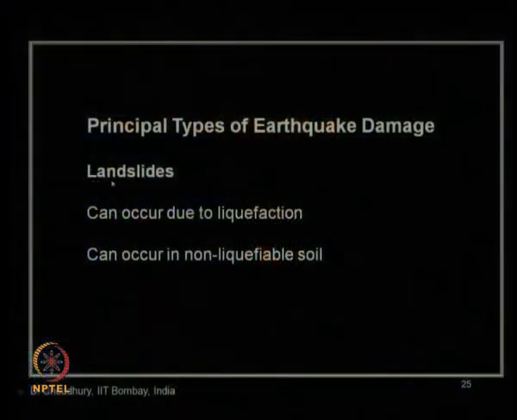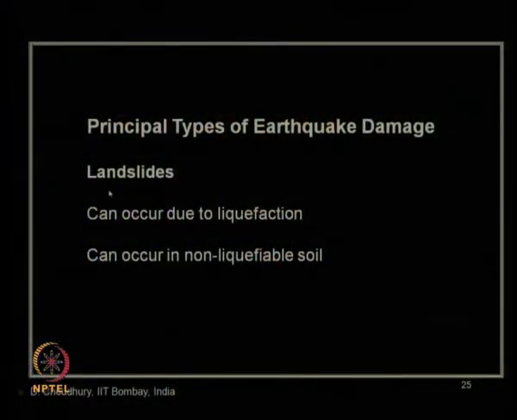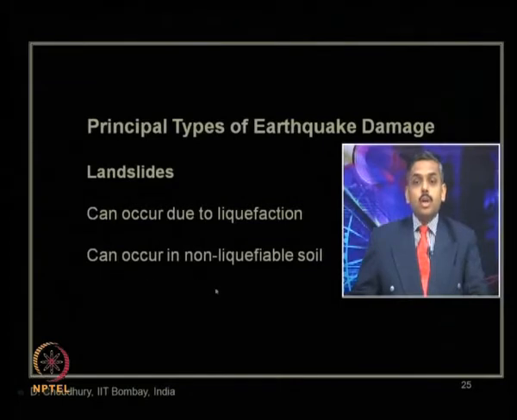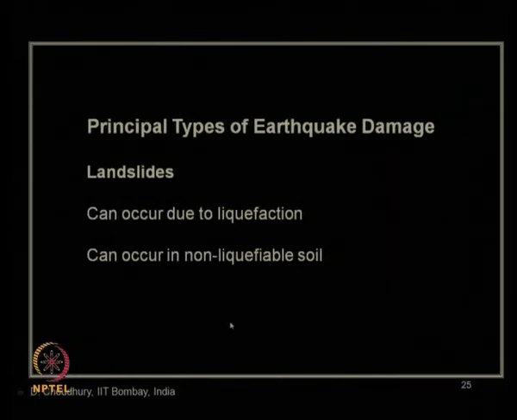Let us see other types of principal earthquake damages like landslide. Landslide is another type of principal damage of earthquake. It can occur either due to the liquefaction or it can occur also in non-liquefied soil. That is, even in a rocky slope, landslide can occur due to the earthquake. So, it is not necessarily a liquefied soil. If it is a liquefied soil, obviously due to the liquefaction, the slope stability failure and the lateral spreading will occur, but also in non-liquefied soil or rock, landslide can occur due to earthquake.